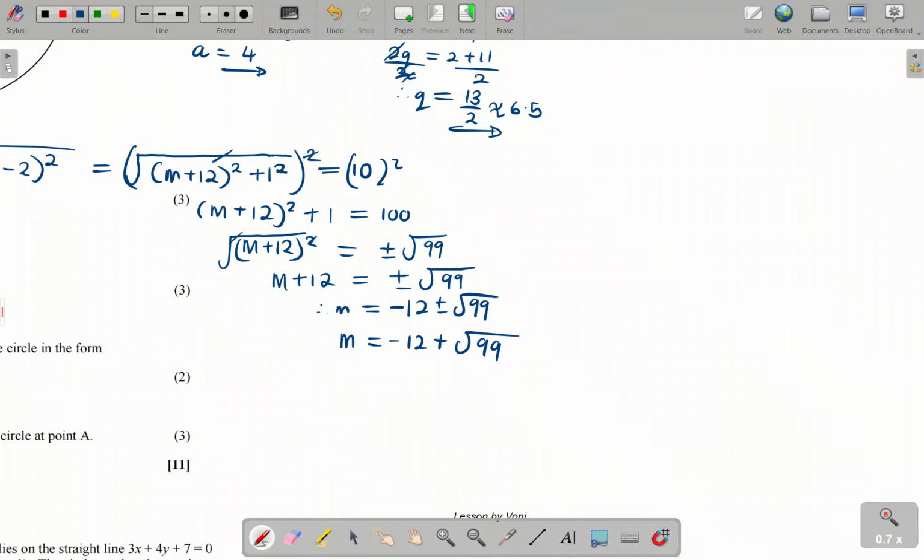So let me see what's that. -12 plus the square root of 99. So the answer that I have is what? Is -12 plus 3 into the square root of 11, which is approximately what?